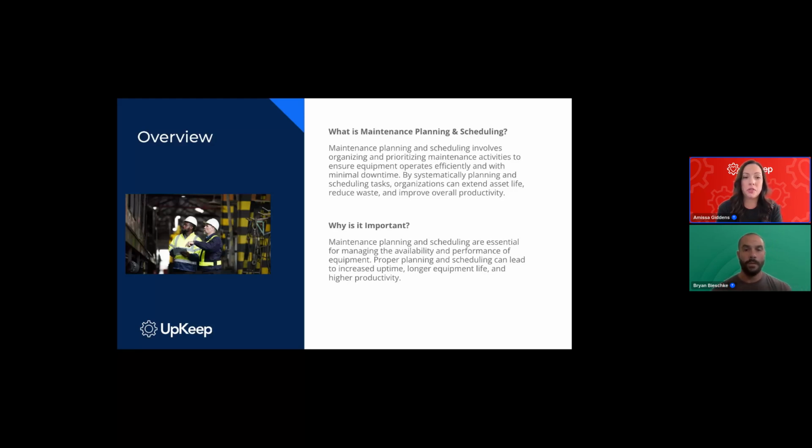As far as the importance, you guys probably all know it, but it's essential for managing the availability and performance of equipment. Proper planning and scheduling can lead to increased uptime, longer equipment life, and higher productivity in general as well.